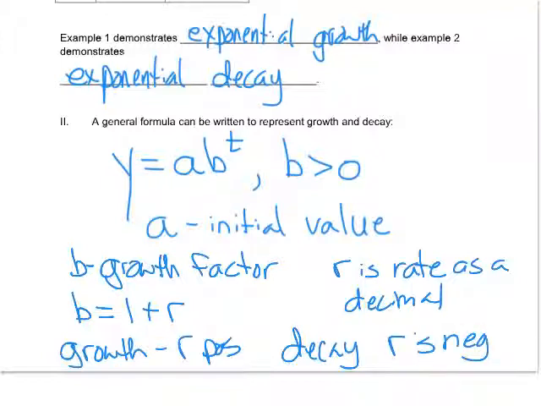My growth factor is always going to be a positive number, though, because I'm not going to have a rate that's going to make this negative. Okay, so my rate's always going to be a percent between 0 and 100, especially if it's going to be decay. So well, let's take a look at some graphs.